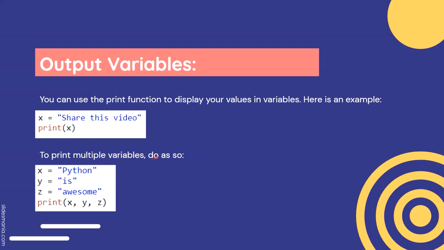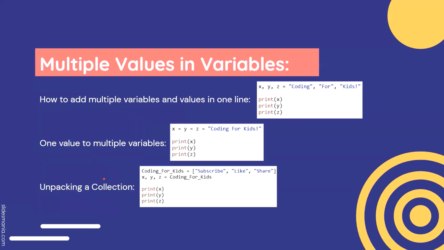To print multiple variables, do as so. You can see right here, if you have lots of variables, you can just put Python is awesome. Those are our variables. And then if you put these commas, it automatically gives you a space. So it's going to put Python space is space awesome. So that's another cool thing about using commas. So that's how you output variables.